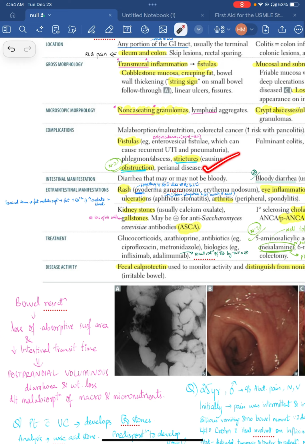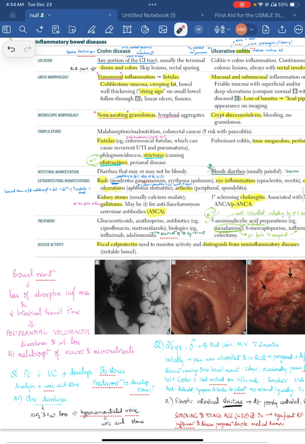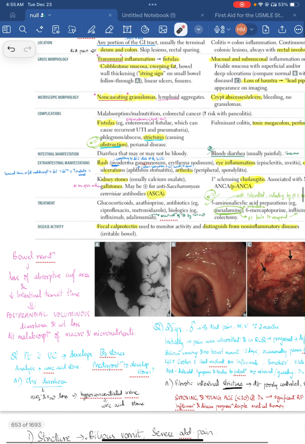And another complication is perianal disease. Intestinal manifestation is diarrhea, which may or may not be bloody. Extraintestinal manifestation, as I just said, autoimmune disorder loves to attack eye and joints. So arthritis is there and eye inflammations are there. In addition to that, ulceration, I said in Crohn's you may see ulcers anywhere. This is more of a Crohn specific manifestation than ulcerative colitis, and you have rashes also.